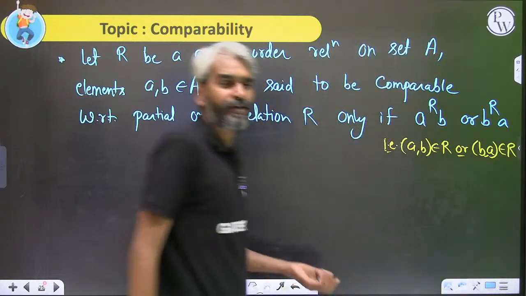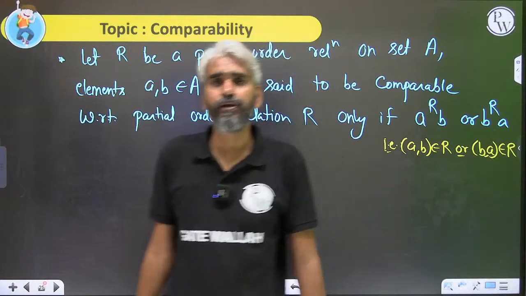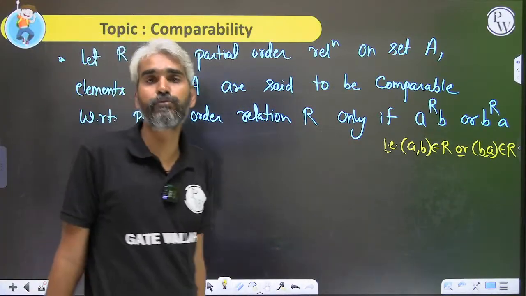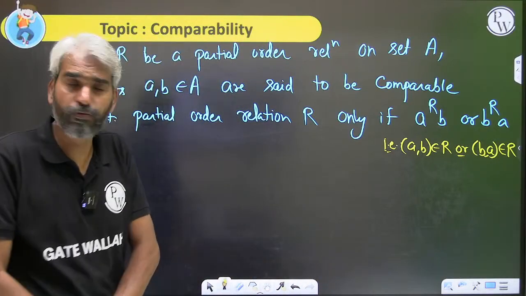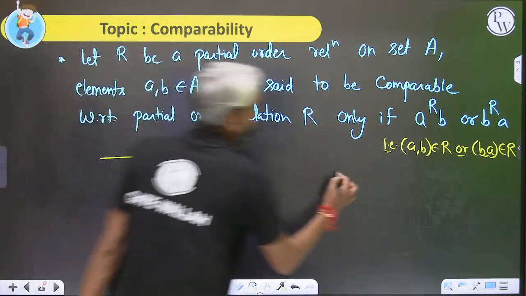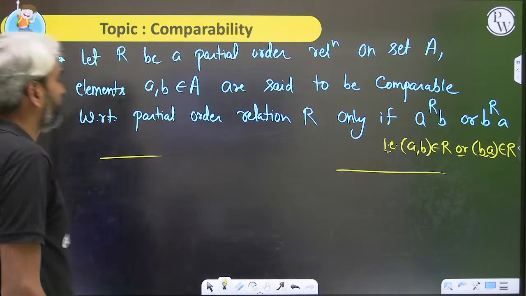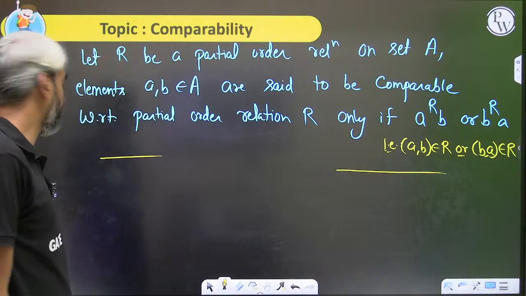So you all know that R is a partial order relation. So either A comma B will belong to R, or B comma A will belong to R, because it is antisymmetric. Both may belong to R only if A is equal to B. So this is the definition of comparability, this is how we say that two elements are comparable or not.